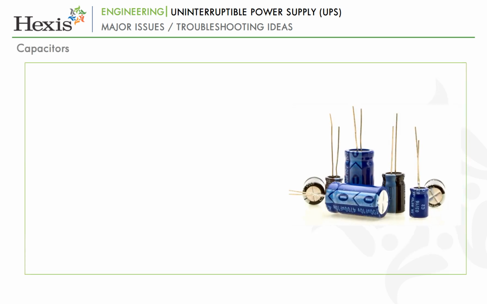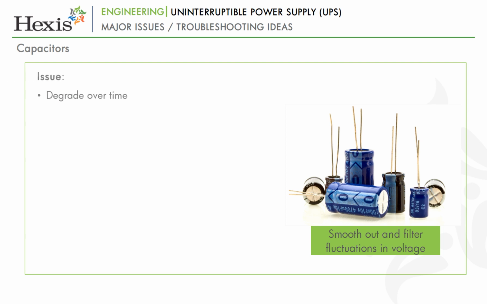A UPS contains a dozen or more electrolytic capacitors of different types and sizes, which help to smooth out and filter fluctuations in voltage. Like batteries, electrolytic capacitors also degrade over time. The manufacturer rates the capacitor to work for 5 years of round-the-clock use, but it could potentially deliver up to 8 to 10 years of useful life under favorable operating conditions.